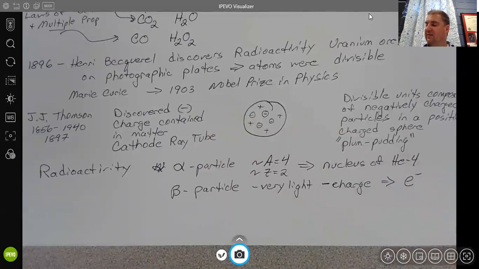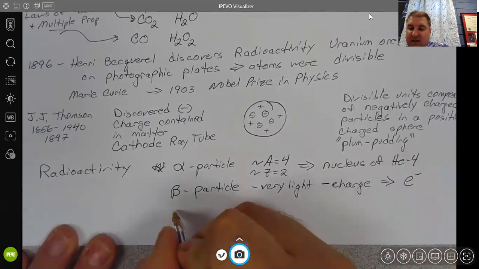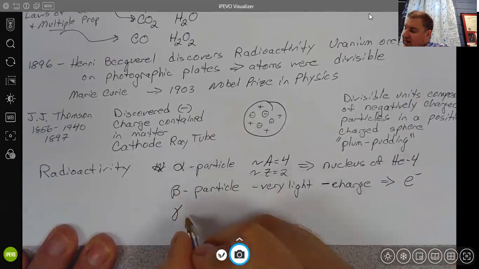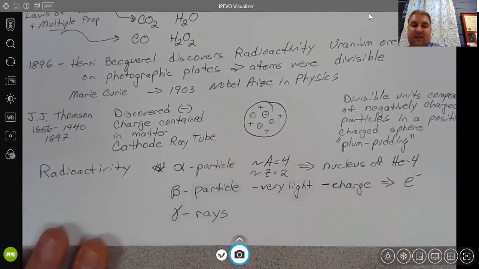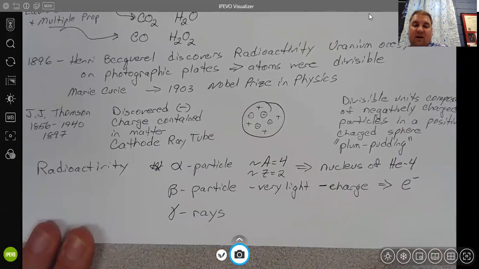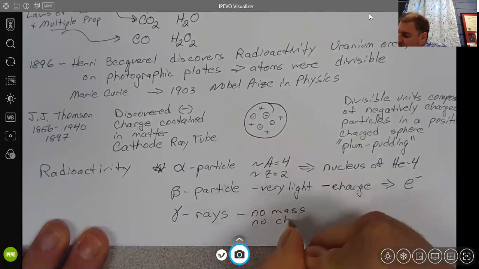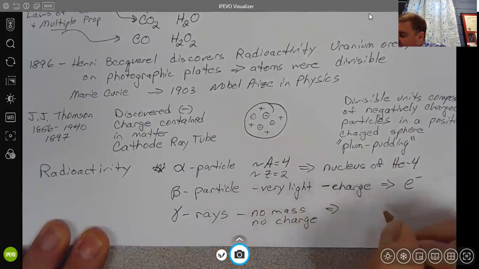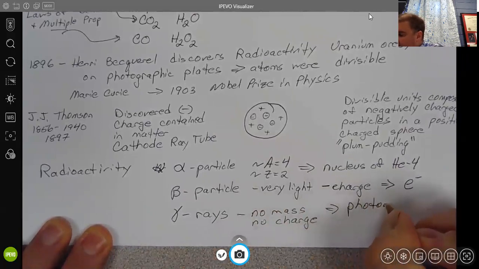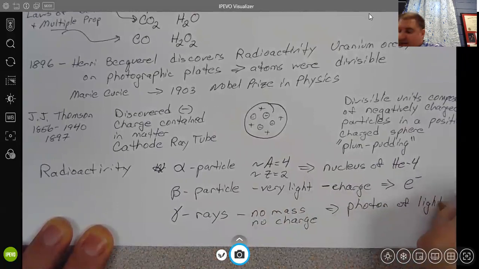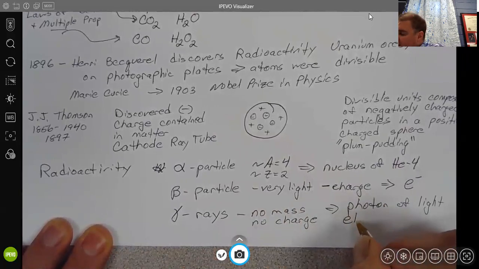The third particle discovered was much harder to discover because it is a type of electromagnetic radiation. The third letter in the Greek alphabet is gamma. And so we now call these gamma rays because they are not necessarily particles at all. These have no mass and no charge. These are really a type of light, a photon of light. If you do want to think about them as a particle, they are a type of what we call electromagnetic radiation.